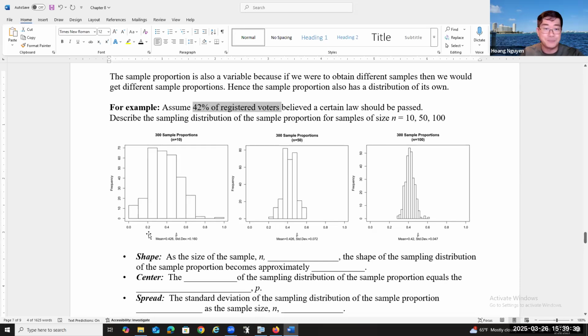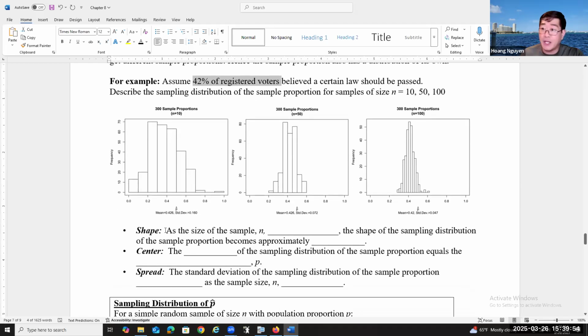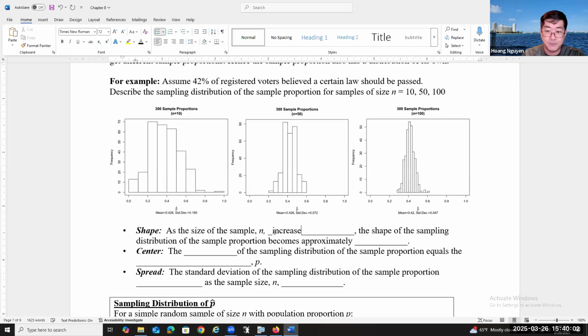Now let's summarize it, right? When we increase the sample size n more and more, from 10 to 50 and then to 100, the distribution looks more and more bell shaped. So in terms of the shape, as the sample size n increases, the shape of the sampling distribution of the sample proportion becomes approximately normal. So it becomes more and more normal: bell shaped and symmetric.